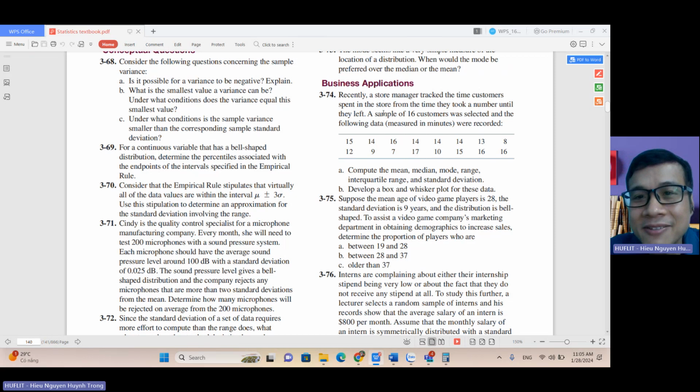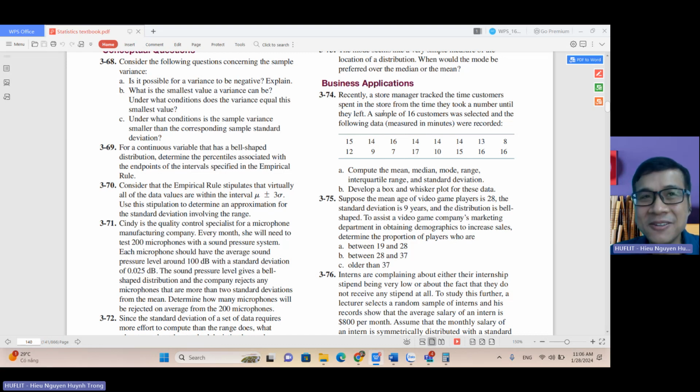Here they say that recently a store manager tracked the time customers spent in the store from the time they took a number until they left. A sample of 16 customers was selected, and the following data, measured in minutes, were recorded. Based on this data, compute the mean, median, mode, range, interquartile range, and standard deviation, all of the indexes that we have learned in our course since the beginning. They also ask you to develop the box-and-whisker plot too.